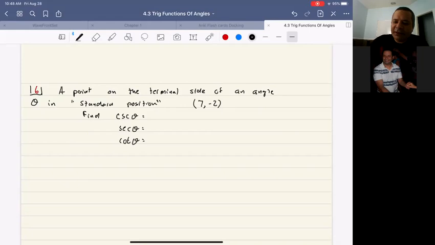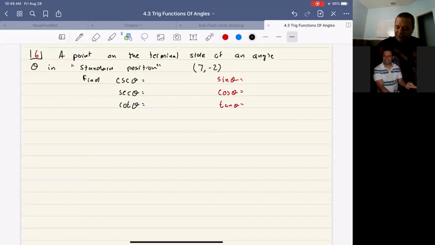But this time we're finding cosecant theta, secant theta, and cotangent of theta. Okay, and then just along for the ride, let's find sine of theta, cosine theta, and tangent of theta. Because once we found sine of theta, what's the harm in finding the others? Okay, so let's go ahead, let's draw the picture.